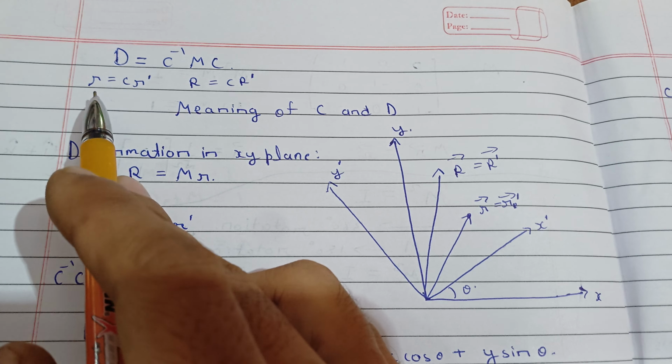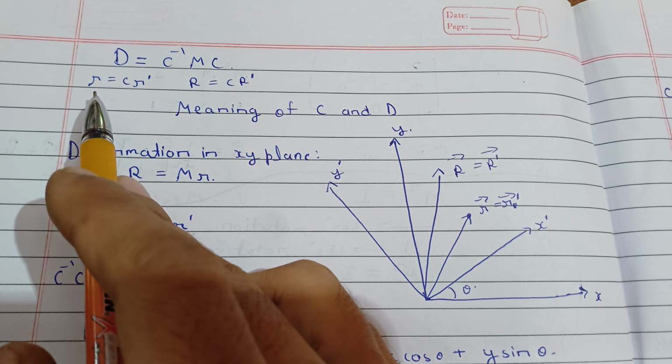Okay, so let's write from here, substitute the values. R equal to C r dash, we will put here, and small r is C r dash, we will put here. So this equation will become, now multiply with C inverse both sides. So C inverse C r dash, C inverse MC r dash. So this is the identity matrix, and from here this is nothing but this D. So now see, we are having this relation in the xy plane, r to R.